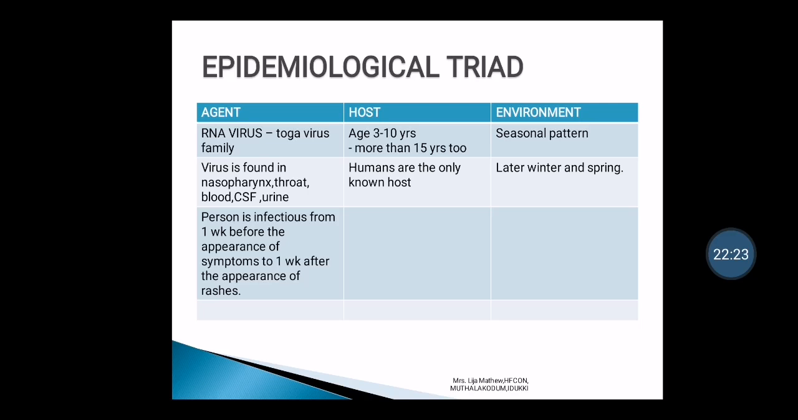And rubella mainly affects children in the age group of 3 to 10 years, and sometimes people older than even 15 years also, there will be occurrence. Around 70% of cases in developed countries occurred in those above 15 years. So we cannot say very correctly that it occurs only in children. Sometimes it is seen above 15 years also. But one thing we can say for sure, humans are the only host of this virus.